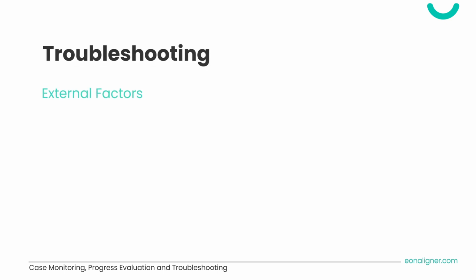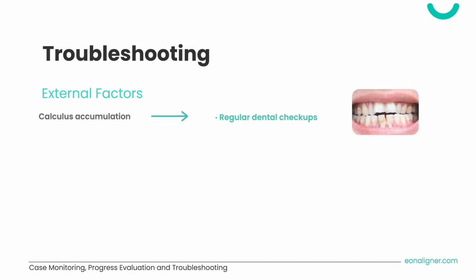Sometimes external factors can lead to problems in aligners fitting, thus loss of tracking. Calculus accumulation can prevent the aligners from fitting properly and also prevent the teeth from moving to their favorable position. So, it is prudent to explain to your patient the importance of the routine dental checkup visits to maintain healthy dentition and surrounding soft tissues.